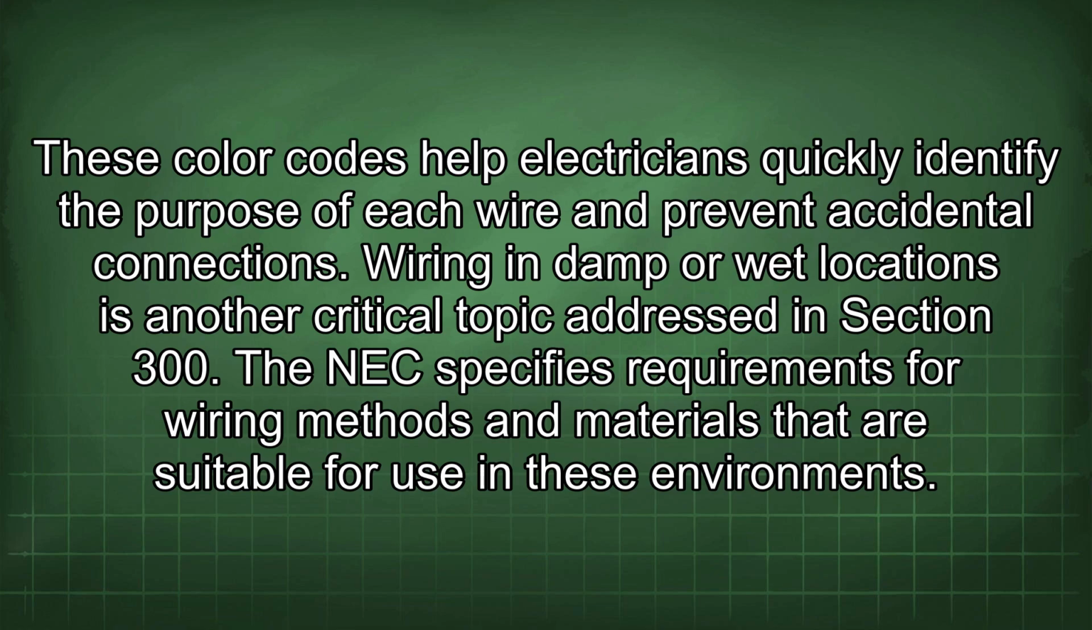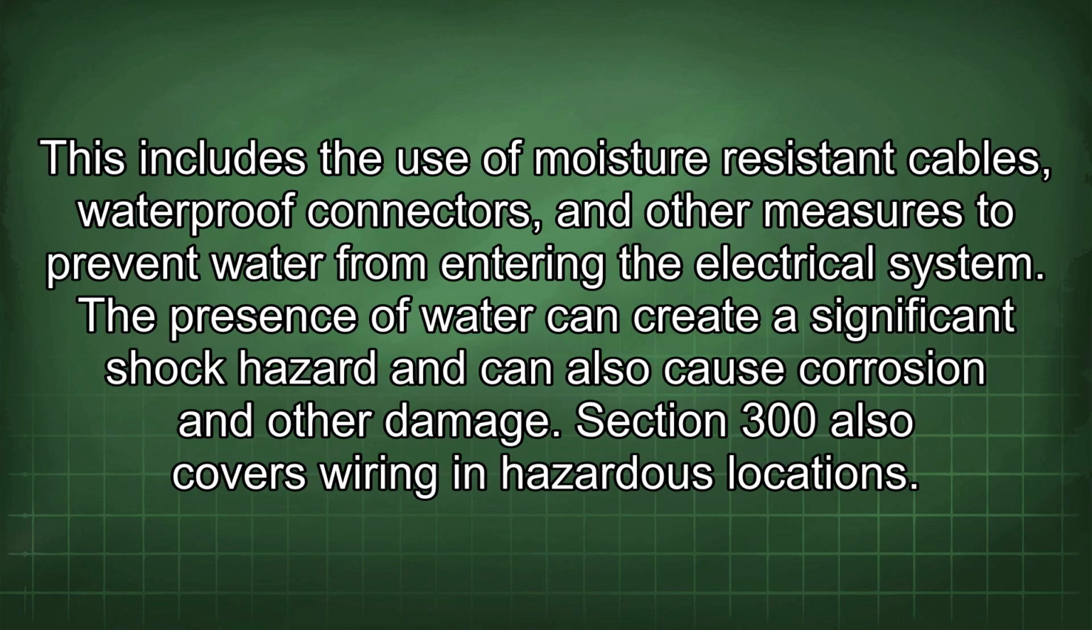Wiring in damp or wet locations is another critical topic addressed in Section 300. The NEC specifies requirements for wiring methods and materials that are suitable for use in these environments. This includes the use of moisture-resistant cables, waterproof connectors, and other measures to prevent water from entering the electrical system. The presence of water can create a significant shock hazard and can also cause corrosion and other damage.